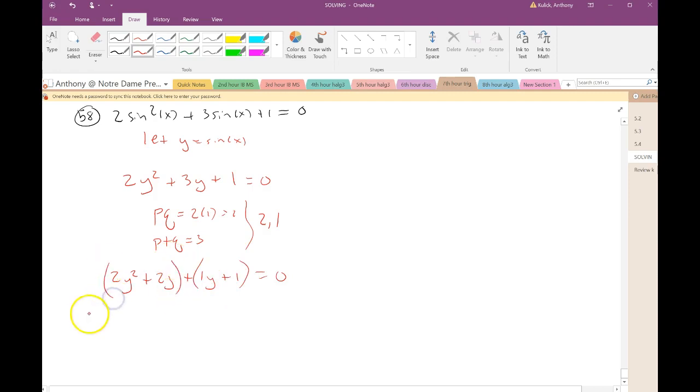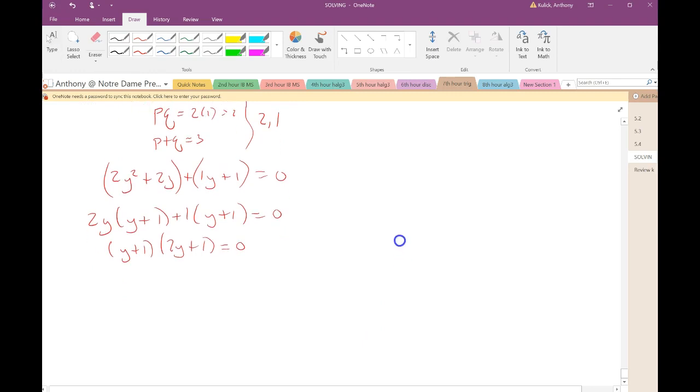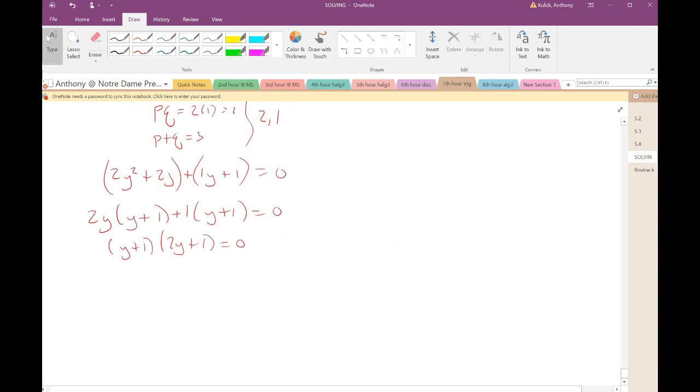So I can break that into two groups now. I can take a 2y from the first group and a 1 from the second group to give me y plus 1 times 2y plus 1. But remember, we weren't solving for y's, we're solving for sines. So that's sine x plus 1 times 2 sine x plus 1.